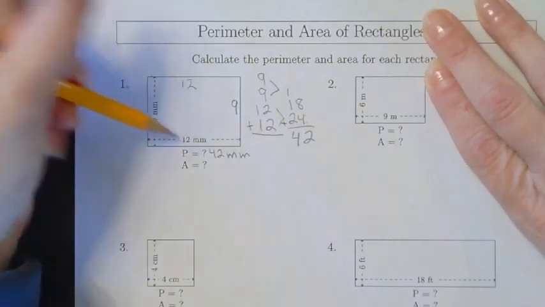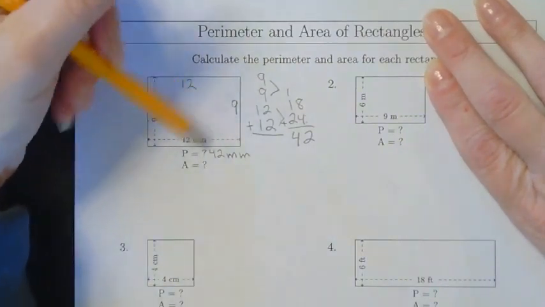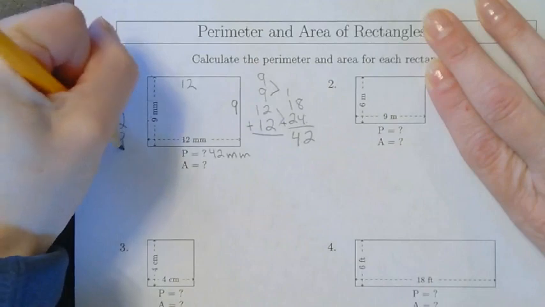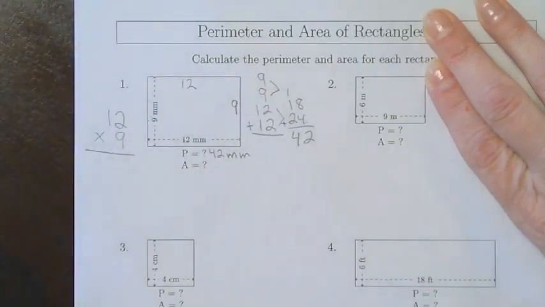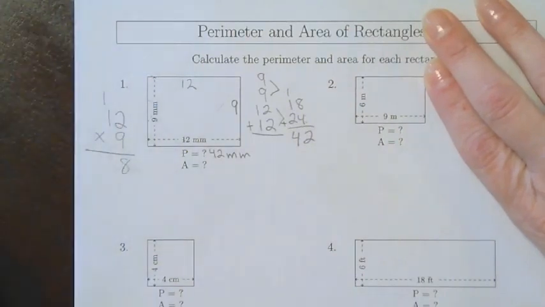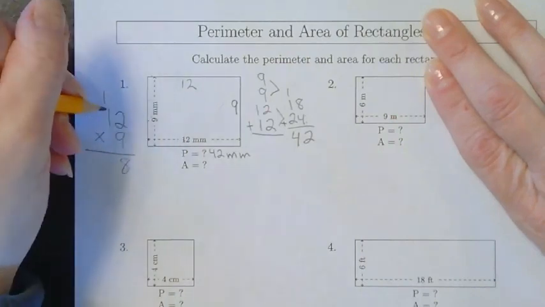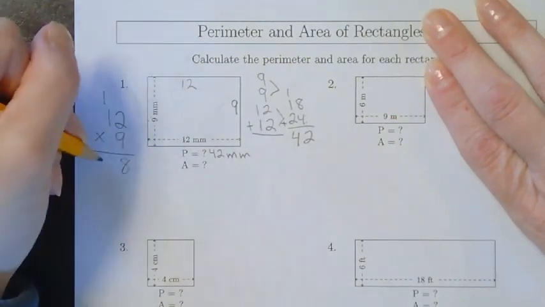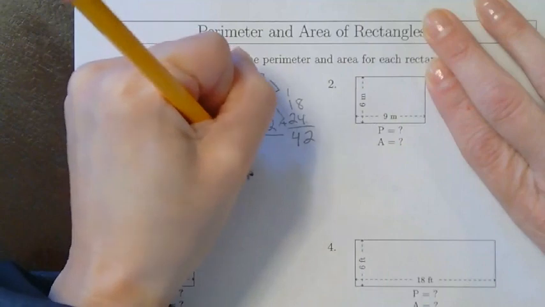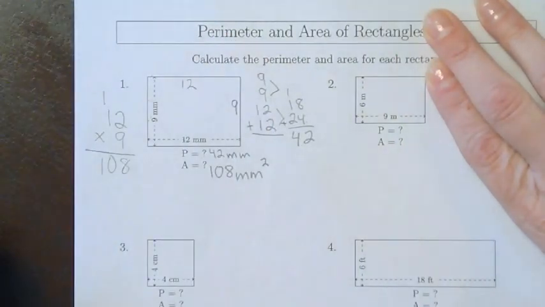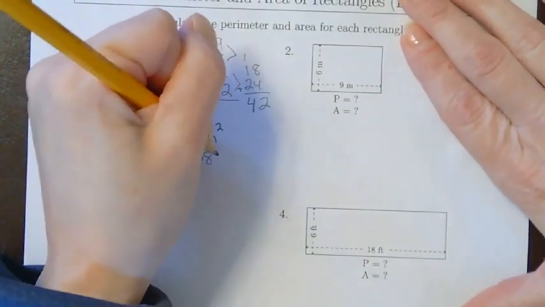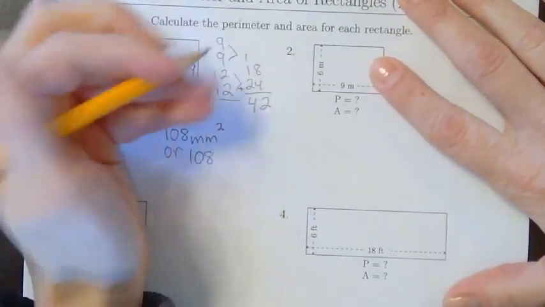Now the area, though, we have to multiply because we want the inside. So we will say 12 times 9. I know I'm left-handed, so my hand's in the way, guys. Hang tight. 2 times 9 is 18, plus 1 is, so then 9 times 1 is 9, plus 1 is 10. So I'm going to write 108 millimeters squared, or 108 square millimeters.